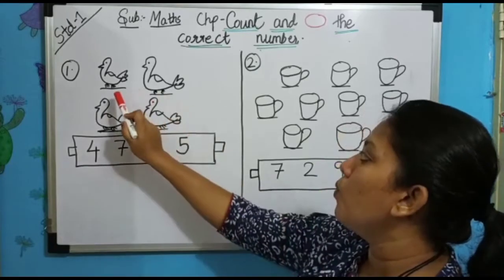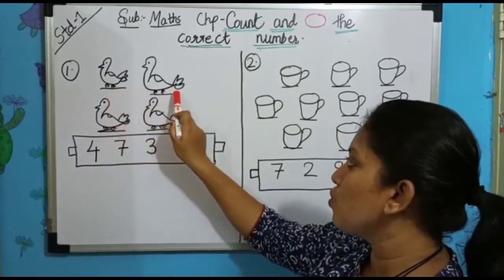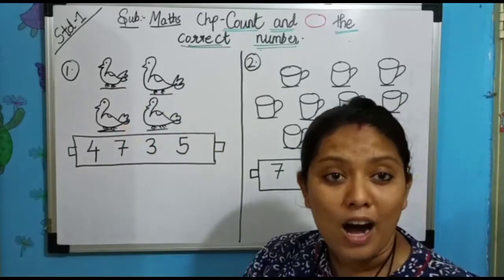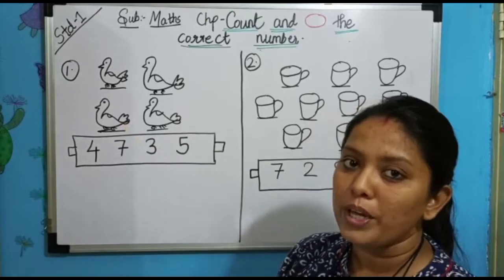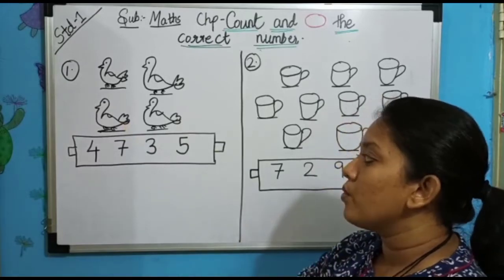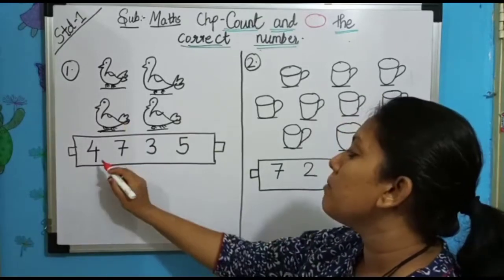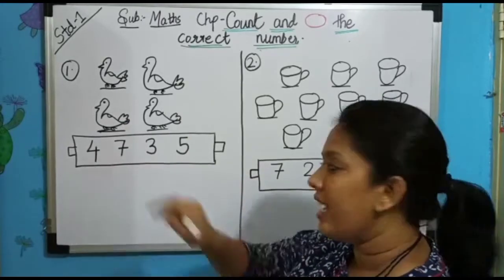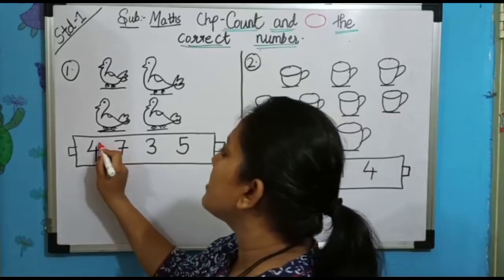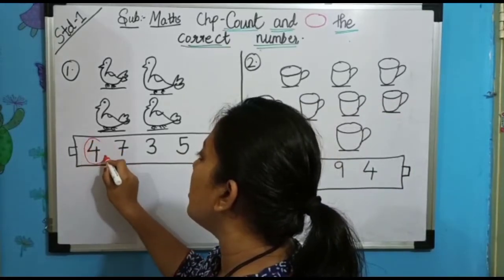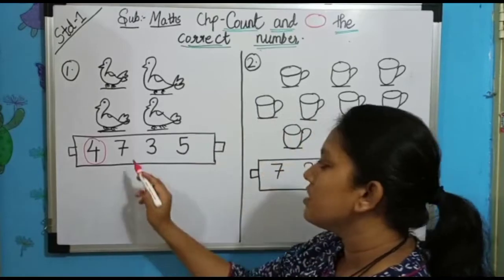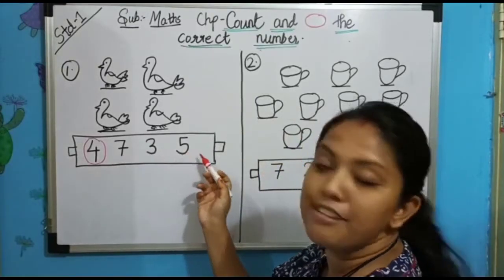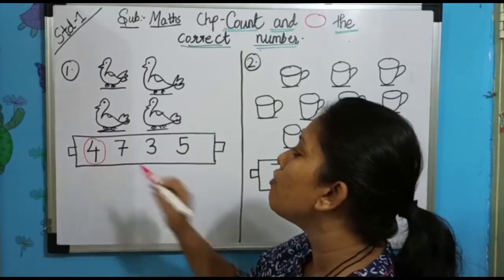Okay, our first object that is given to us is a duck and we have to count them now. 1, 2, 3 and 4. How many ducks do we have? We have 4. Now you have to tell me which is number 4 out of these. Is this number 4? Yes, it is. So we will circle this number as 4. This is not number 4, and even this is not number 4, because this is 7, 3 and 5. So the correct number is 4.